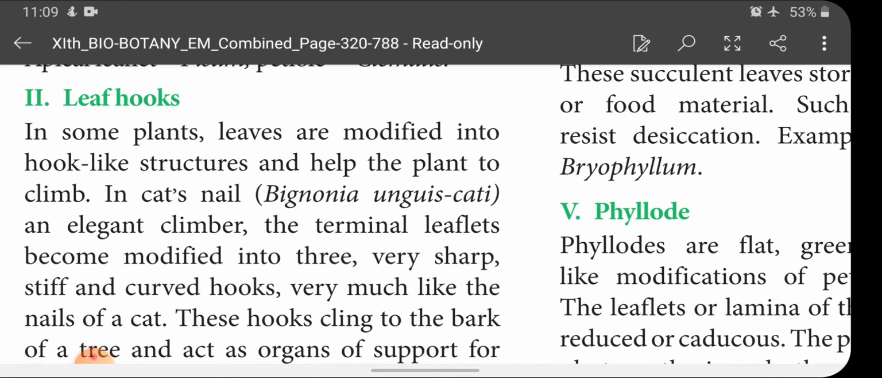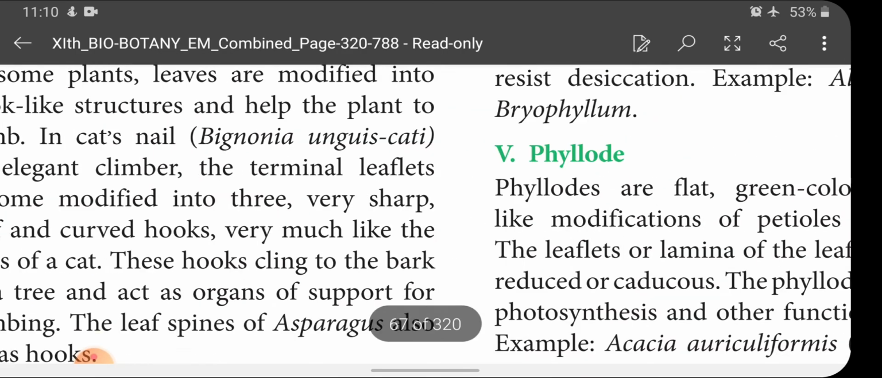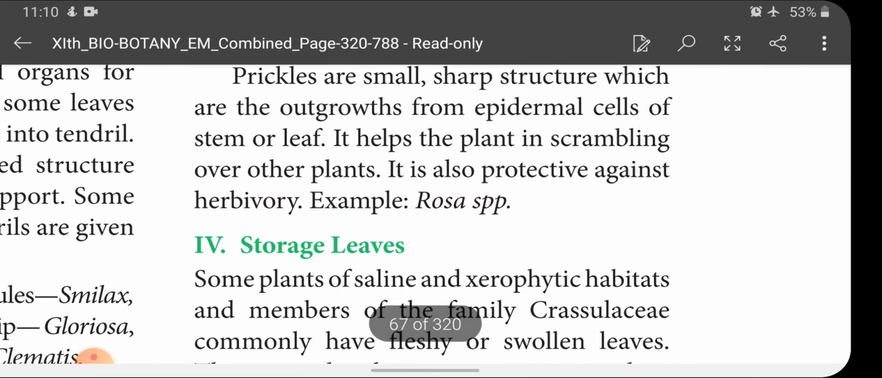In a cat's nail, you can see how the nails are curved like that. In Bignonia anguis, an elegant climber, the terminal end of the leaflets becomes modified into three very short, stiff, curved hooks. This helps them cling over the bark to support climbing. So the next one, what is this? Leaf hooks.